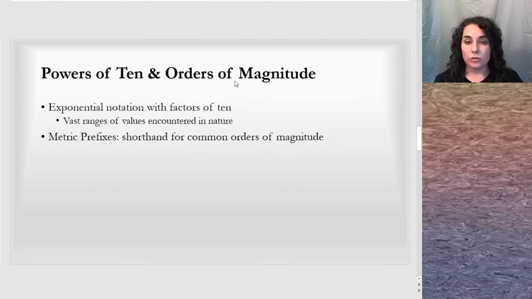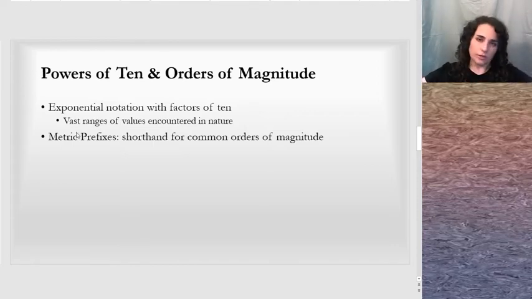Powers of 10 in orders of magnitude. So you're seeing that we have this scientific notation. And what it allows us to do is have exponential notation with these factors of 10. And some of these factors of 10 are more frequently encountered than others. Notice in science we have a vast array. Okay, we have a great range. And I have an example for you that exemplifies this.